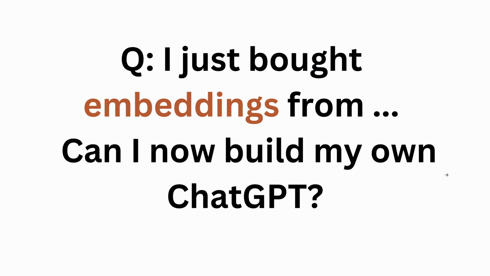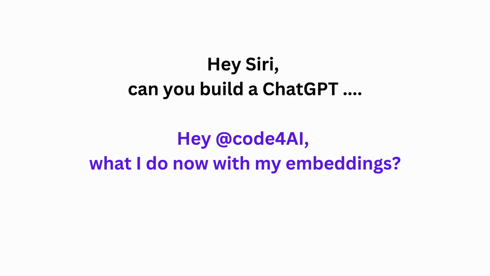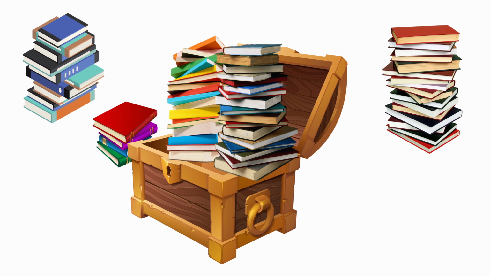So here we go. I got a lot of questions for you, and about half of them are: hey, I just bought embeddings from, I don't know, OpenAI, Cohere. How can I now build my own ChatGPT? Okay, let's look at this. I hope at first you ask Siri how to build a ChatGPT, and then you come to me and say, hey, code for AI, what do I do now with my new embeddings?